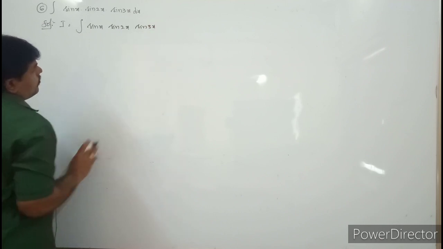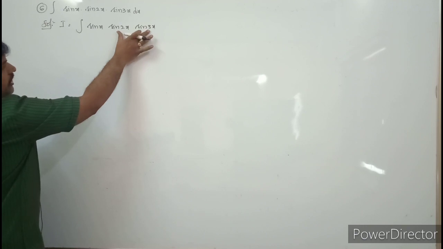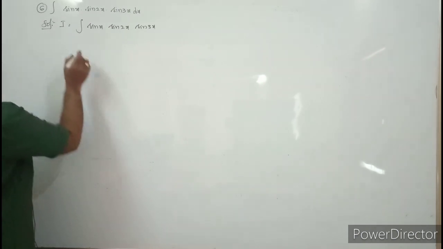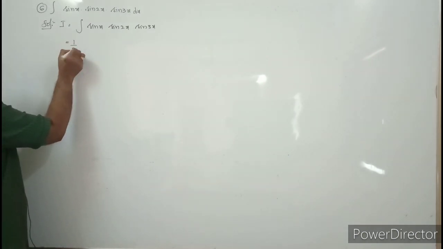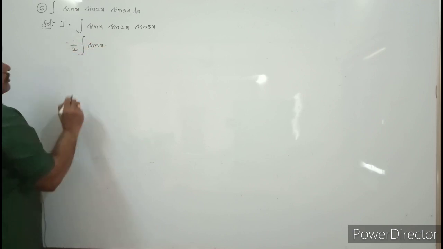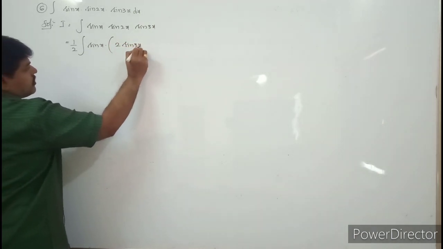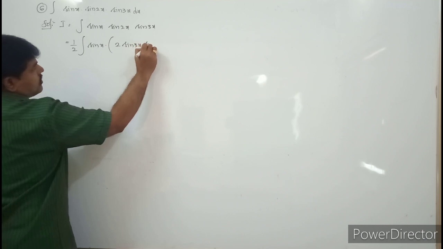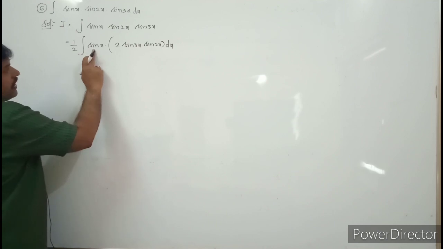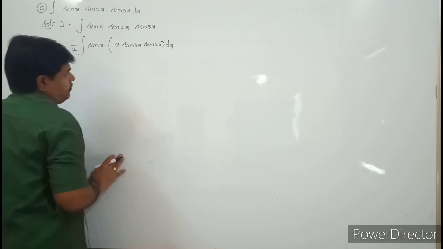What I told is that if there are two trigonometric functions like sin a into sin b or cos a into cos b, you have to multiply and divide with 2. So I will take 1 by 2 into the integral of sin x into 2 sin 3x into sin 2x into dx.